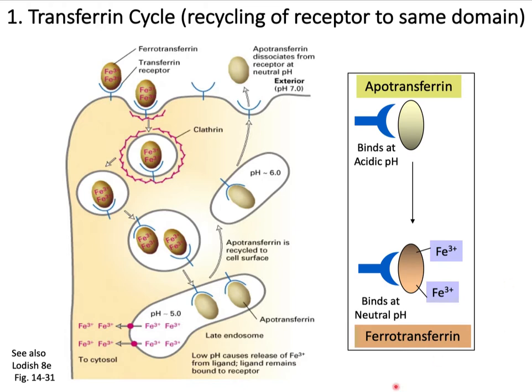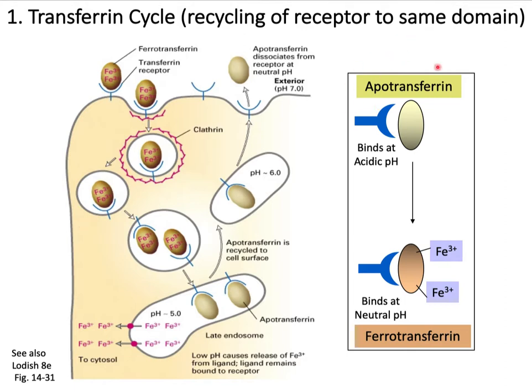Here is another example of a receptor that is trafficked back to the same domain, but this one is very interesting because in this case, both the receptor and its cargo, the ligand, are recycled back to the same original membrane domain, the cargo as well as the receptor. Very interesting. So here is receptor-mediated endocytosis of transferrin. Transferrin is a major blood glycoprotein that is responsible for delivering iron from the liver to particularly all cells in the body.